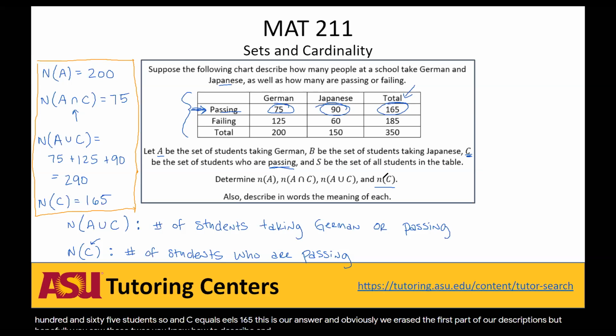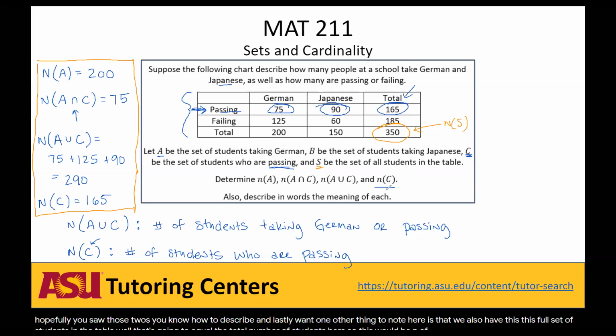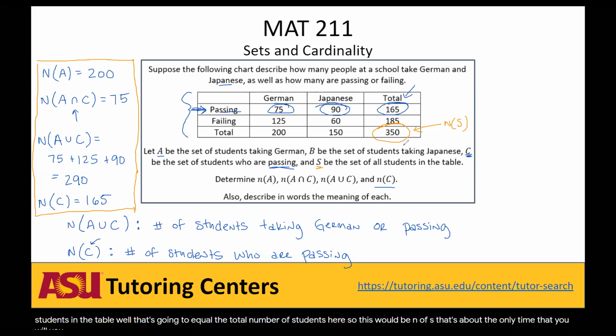And lastly, one other thing to note here is that we also have this full set of students in the table. Well, that's going to equal the total number of students here. So this would be N of S. That's about the only time that you will use the total of the totals column or entry here, is to know how many students are in the full set of students.